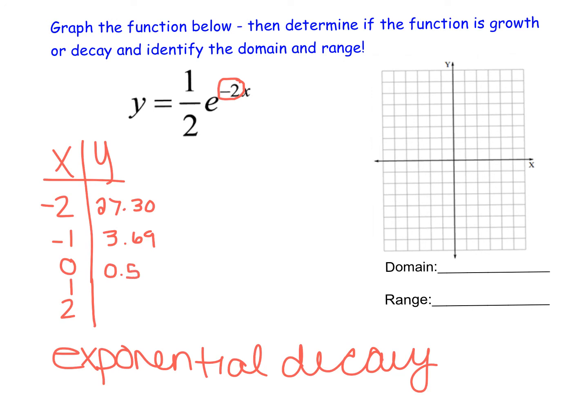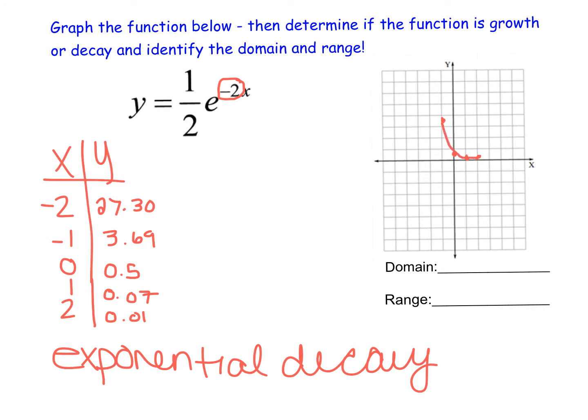Then if we move on to 1, we have 0.07. Gets very small very quickly. Then if we do 2, we have what looks like 0.01. So it starts off very large but gets very small. So here we can't plot that first point with negative 2, but we can do x is negative 1, y is about 3.69, so that goes there. Then we have 0, 0.5, and then we're already hitting these teeny tiny numbers down here.